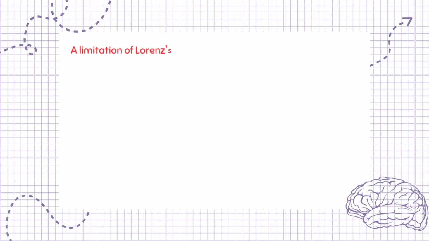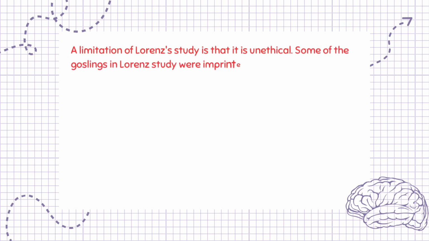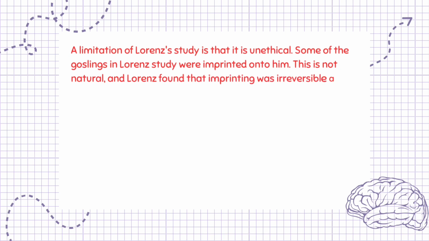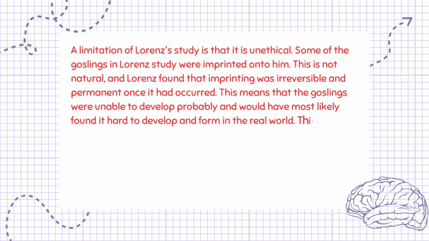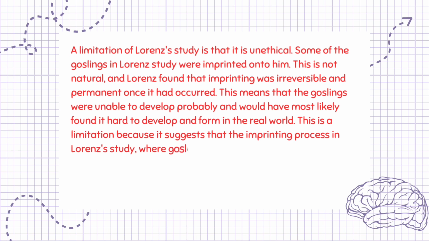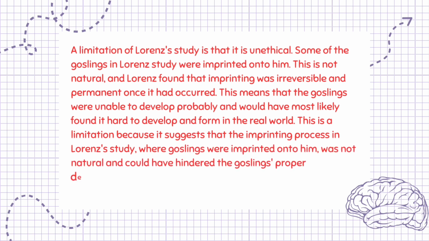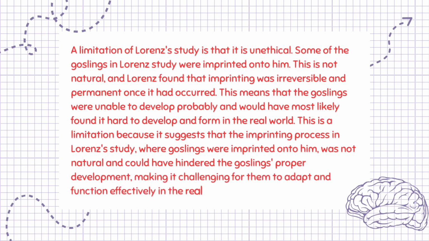A limitation of Lorenz's study is that it is unethical. Some of the goslings in Lorenz's study were imprinted onto him. This is not natural, and Lorenz found that imprinting was irreversible and permanent once it had occurred. This means that the goslings were unable to develop properly and would most likely have found it hard to form relationships in the real world. This is a limitation because it suggests that the imprinting process in Lorenz's study was not natural and could have hindered the goslings' proper development, making it challenging for them to adapt and function effectively in the real world.